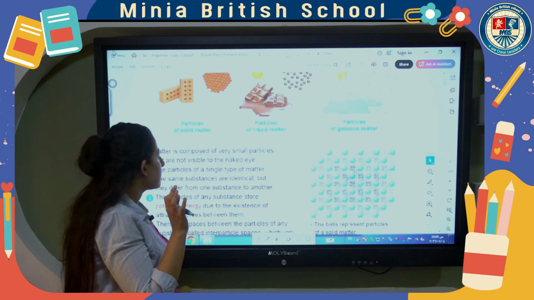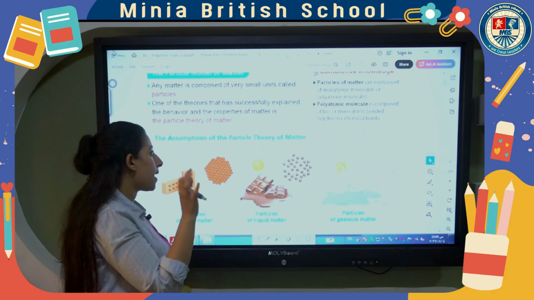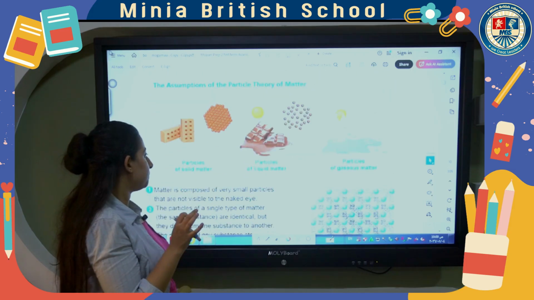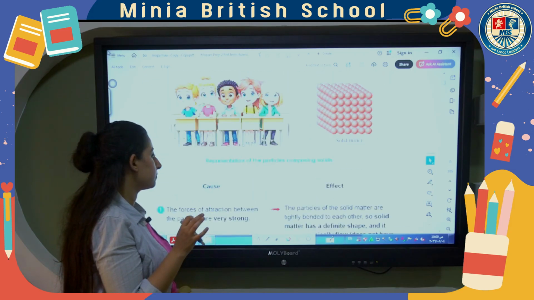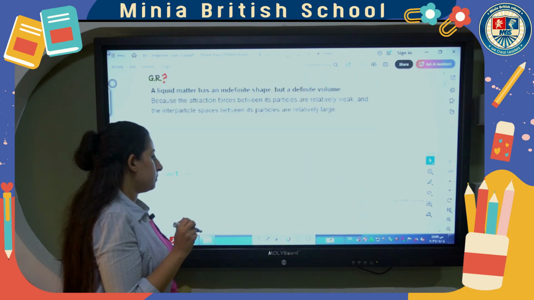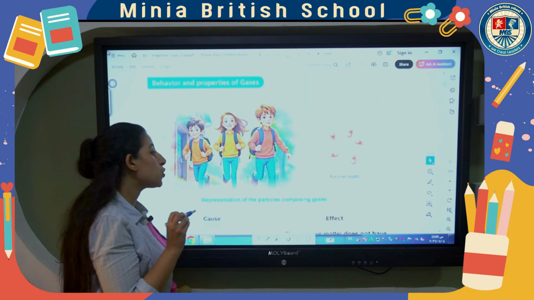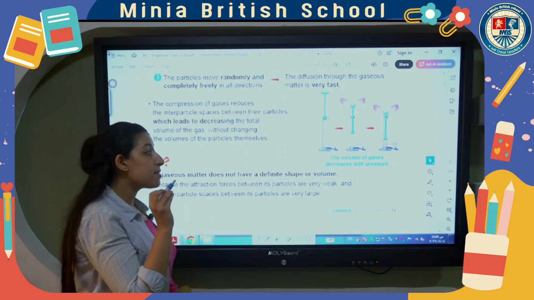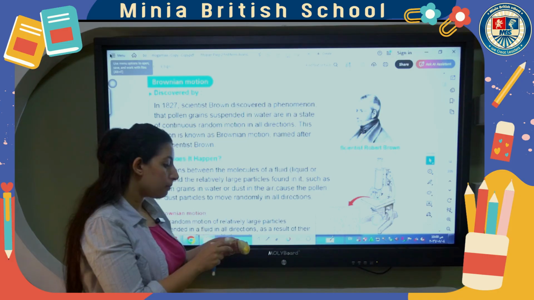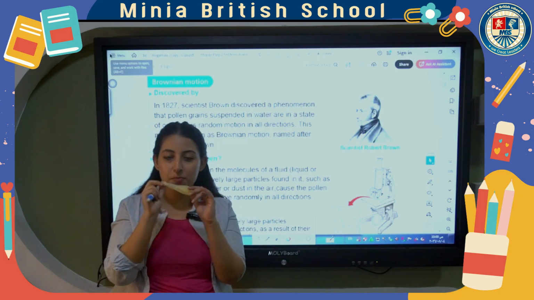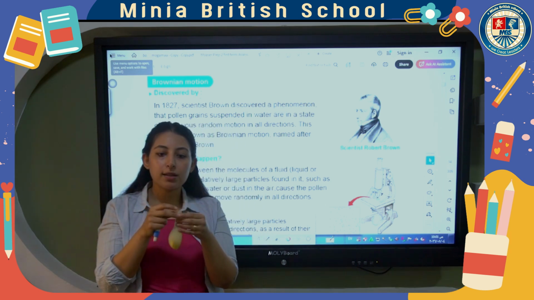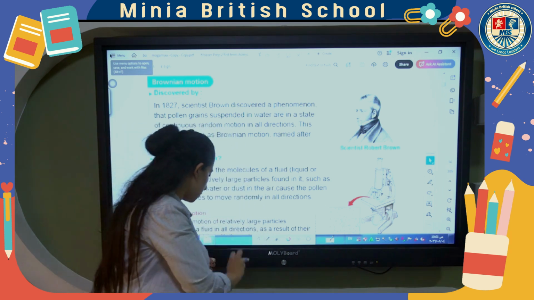This theory says what? It's called what? The particle theory of matter. To describe the motion of molecules, you have to do this experiment with me, to imagine with me how molecules move inside any matter.